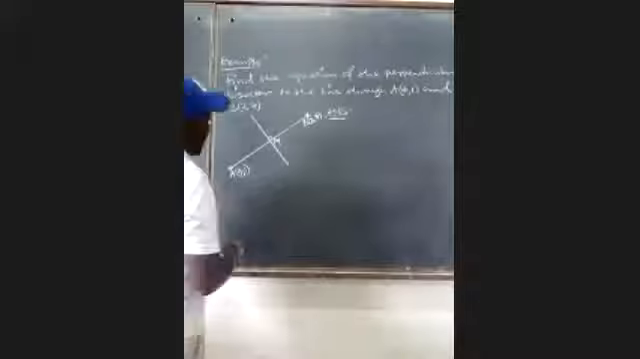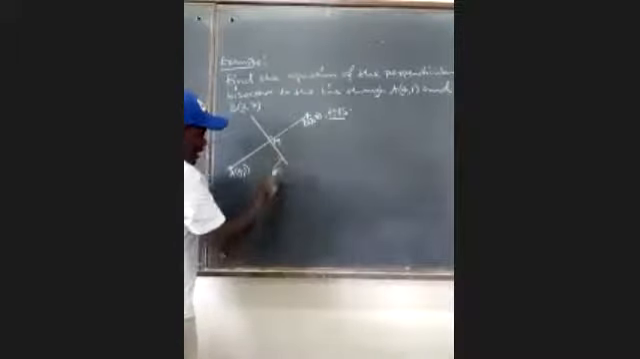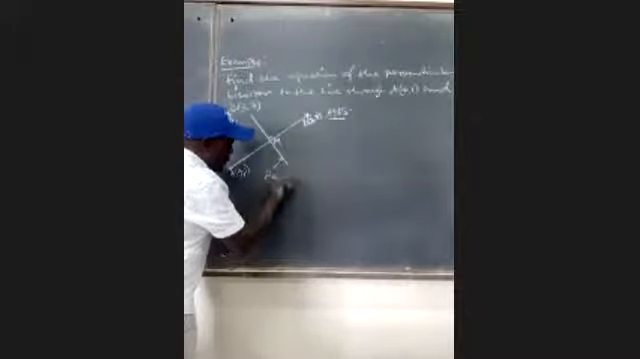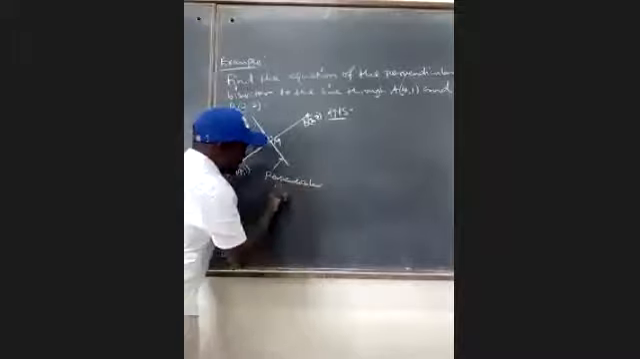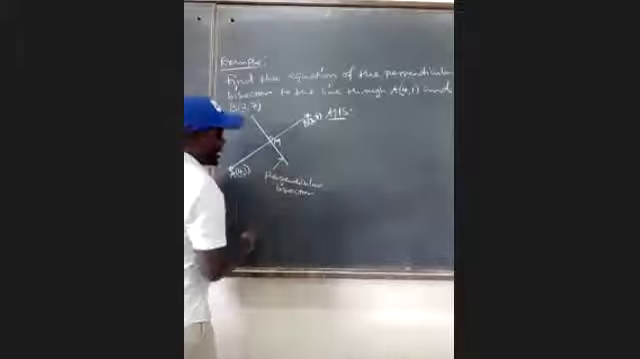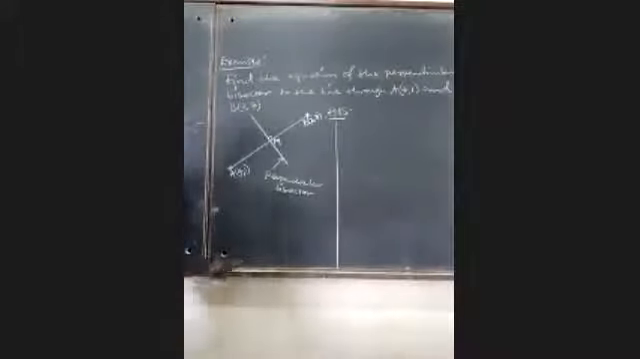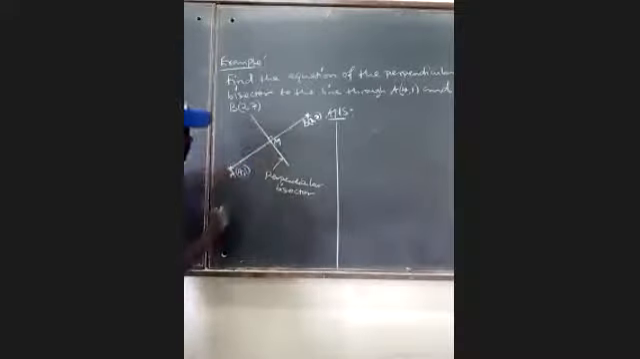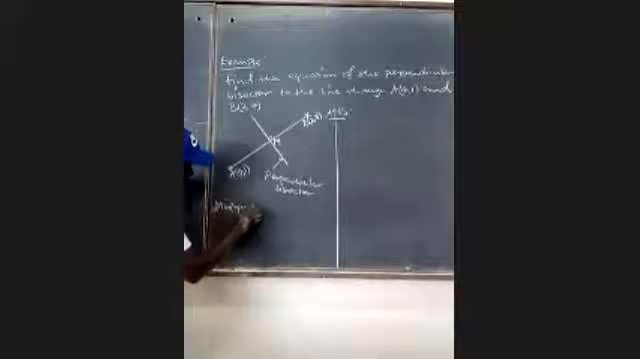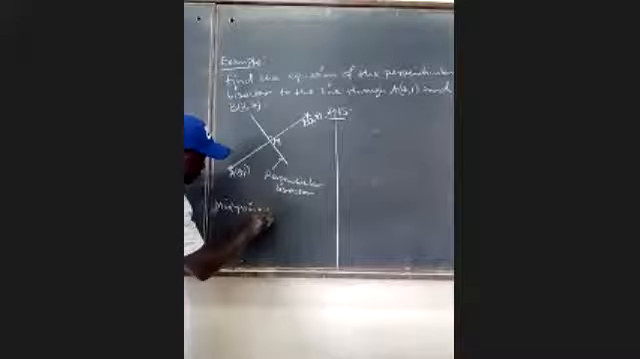So we first find, someone said the first step is finding the midpoint. Let me first label this one. This is the perpendicular bisector. Okay, so the first step you have said is that we find the midpoint, because we need a point on this line. The way we find the midpoint is x1 plus x2 divided by 2, and then the y coordinate is y1 plus y2 divided by 2.